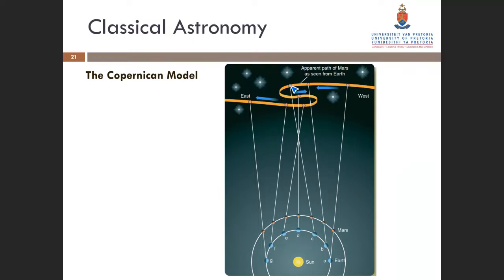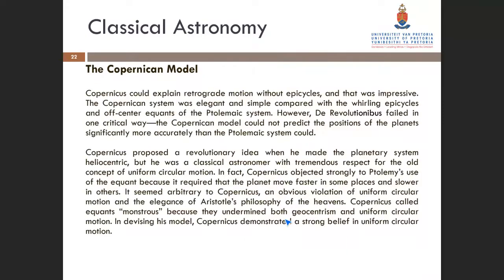So right now, for example, we will see Mars. We will be approaching Mars, Earth. So that means it will seem like Mars is moving forward, moving closer, then we will overtake Mars, so that we see Mars moving backwards. And then we will see both moving forward, we are moving forward and Mars is moving forward. So the Copernican model nicely explains retrograde. So Copernicus could explain retrograde motion without epicycles, and that was impressive.